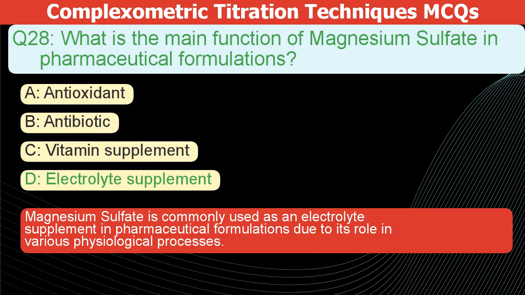The correct answer is D. Magnesium sulfate is commonly used as an electrolyte supplement in pharmaceutical formulations due to its role in various physiological processes.